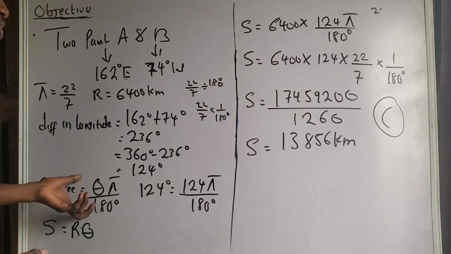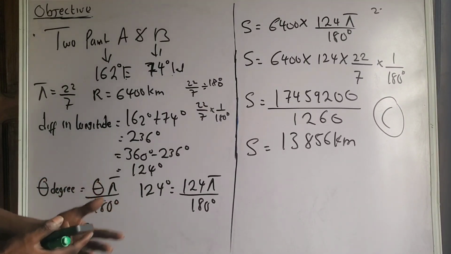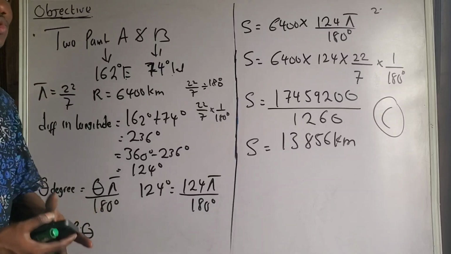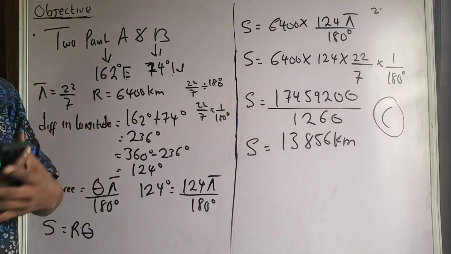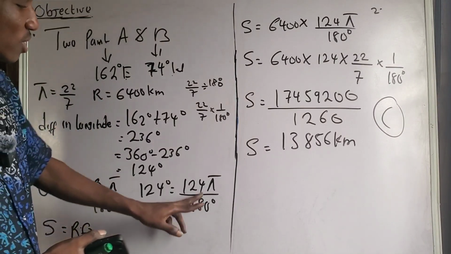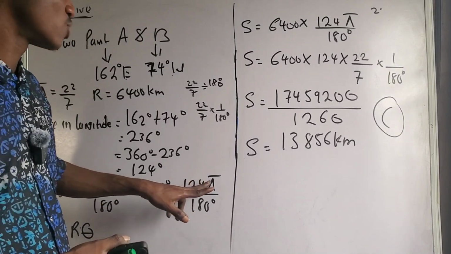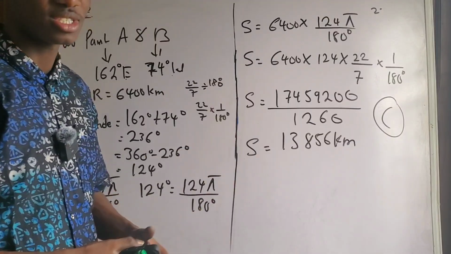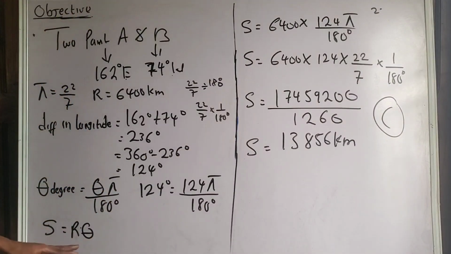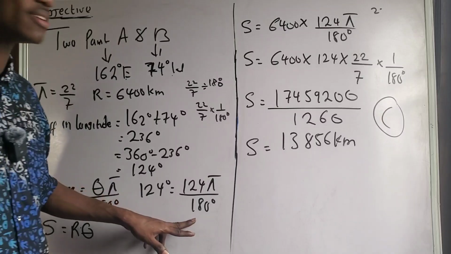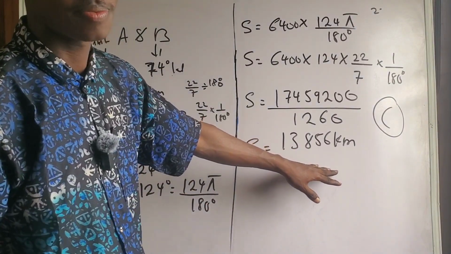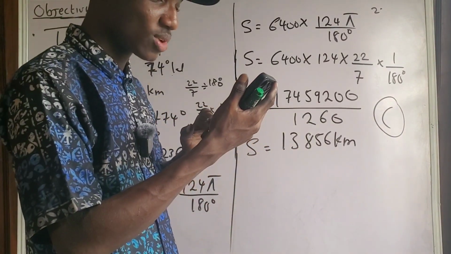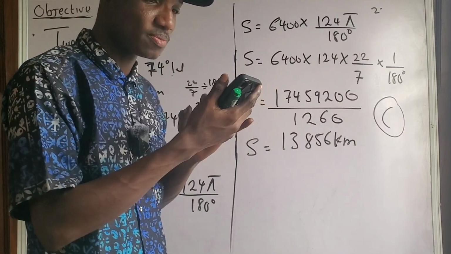I convert 124 degree to radians. Are you getting it? The angle should be in radians. And to convert an angle in radians, you just have to multiply the angle by pi over 180 degree. So 124 degree in radians is 124 pi all over 180 degree. So it is this angle in radians that I use to calculate the shortest distance. And the formula for the shortest distance is the product of the big R. The big R is the radius of the Earth, and it has been given as 6,400 kilometers. So 6,400 kilometers times the theta in radian, you're going to have this. Do you understand? Okay. Let's look at the next question.